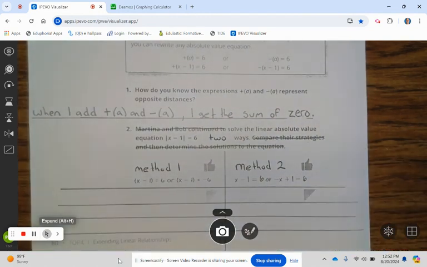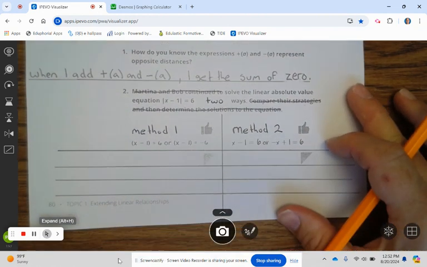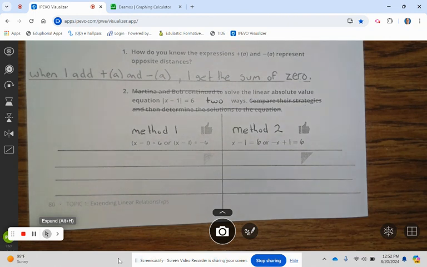Alright, number 1. How do you know the expression positive a and negative a represent the opposite distances? When I add positive a and negative a, I get the sum of 0. Alright. Number 2, solve the linear absolute value equation. Absolute value of x minus 1 equals 6.